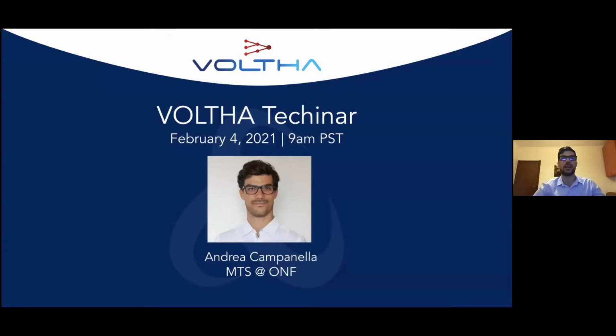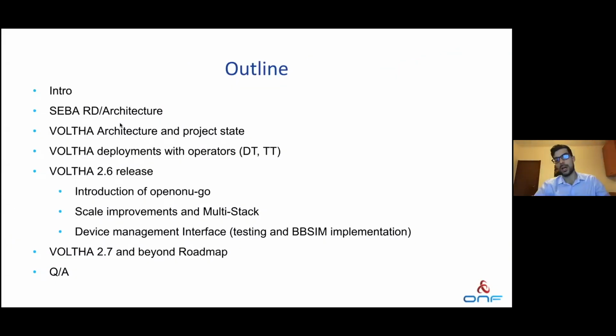So let me start first with the outline of our talk today. I'm just gonna briefly discuss the SEBA reference design and architecture to put everybody into perspective of where we stand in terms of the general architecture. Then we're going to discuss the Volta architecture itself and the project state, so where we are. Then we're going to go into some details of some deployments of the operators that we work with, especially Deutsche Telekom and Turk Telekom. Then we're going to focus on the Volta 2.6 release, some of the enhancements, some of the new features that were brought in with the 2.6 release that was released in December. And then we're going to look at the Volta 2.7 roadmap and also beyond the 2.7. So the upcoming features and elements that we are working with right now.